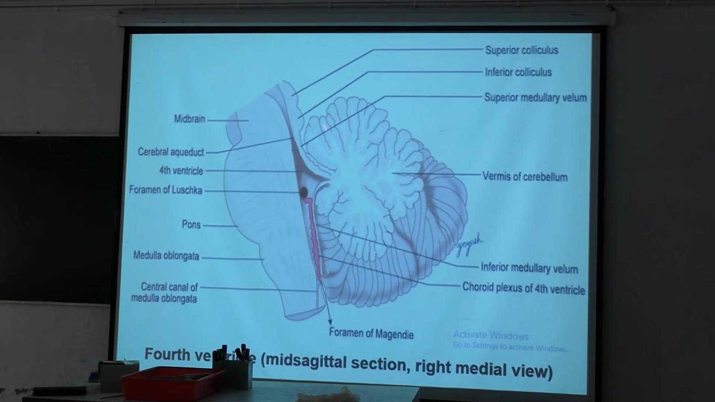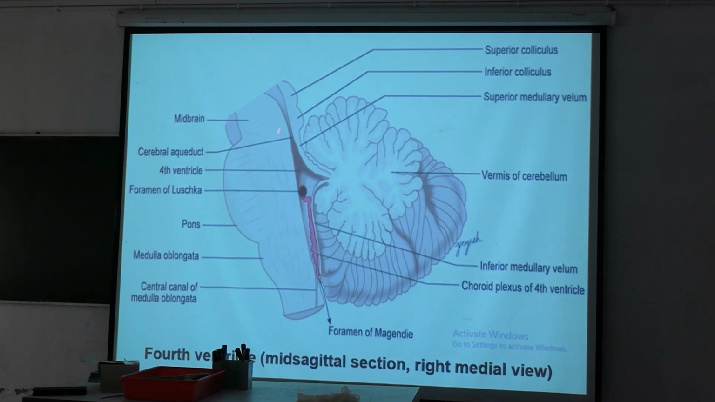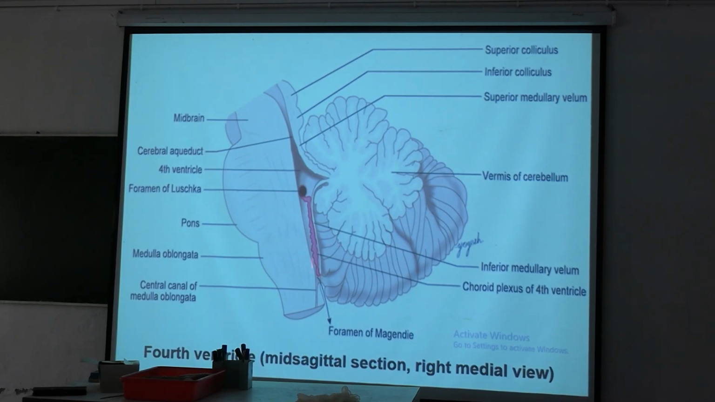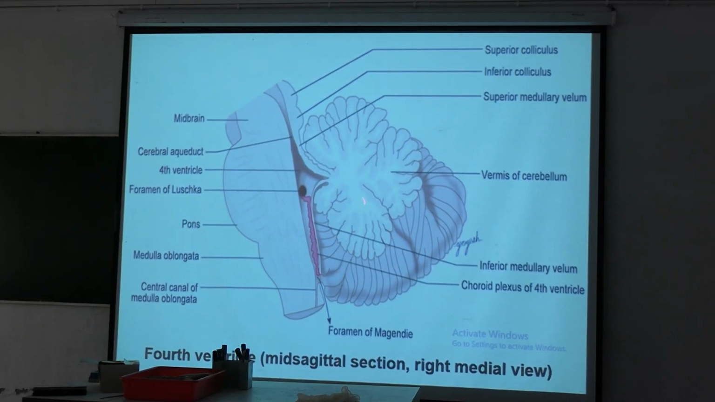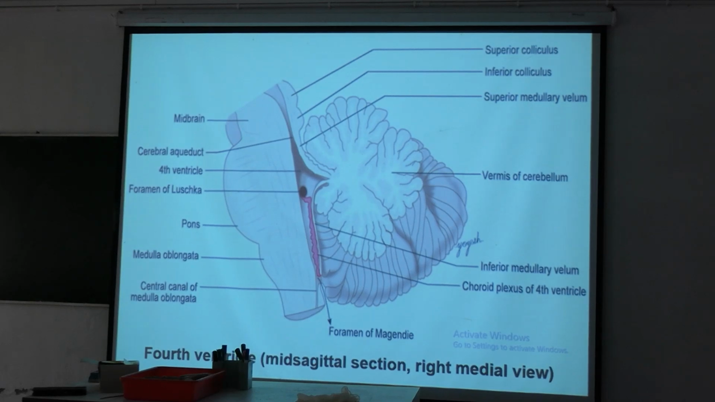This is the superior medullary velum forming the roof. Here is the inferior medullary velum forming the lower part of the roof. This part, pons and medulla, forming the floor, and this is the superior angle, inferior angle, and two lateral angles. And this is the apex of the ventricle entering into the cerebellum.